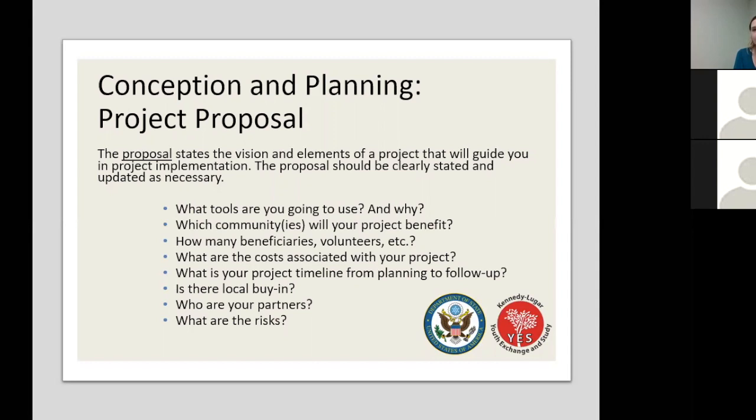And in your timeline, you want to include from the planning stage all the way to the follow-up, not just your main events. Is there local buy-in? Do you have other organizations that you can partner with, or other people in the community who are supporting your project? Who are your partners, and what are the risks? You do need to always think about risk management and how to mitigate those risks.